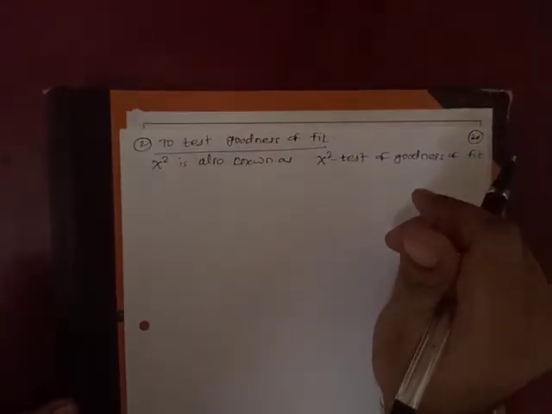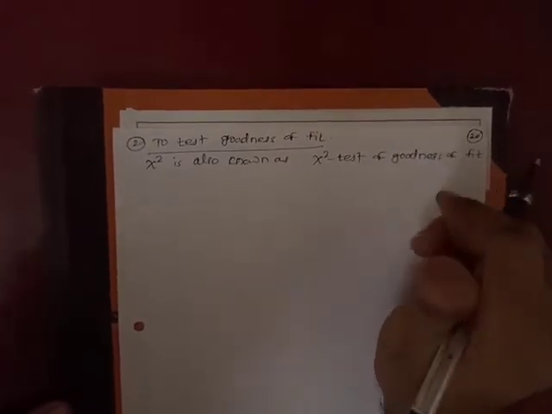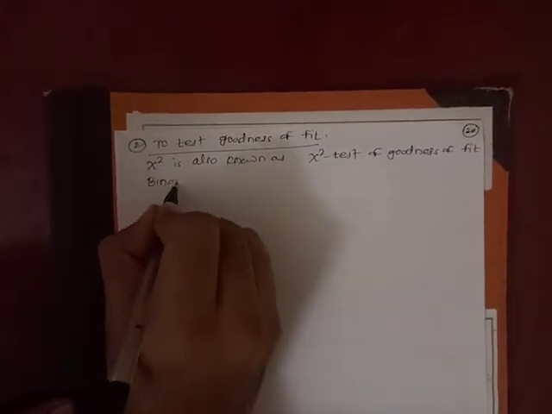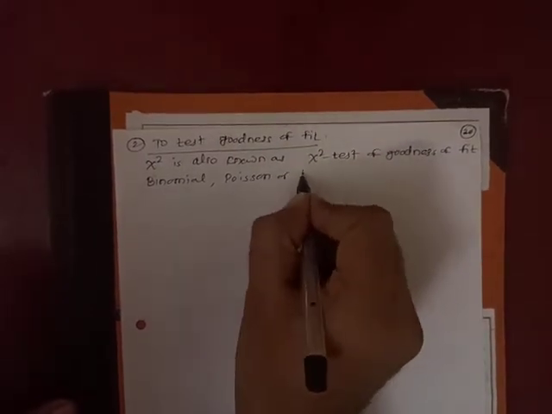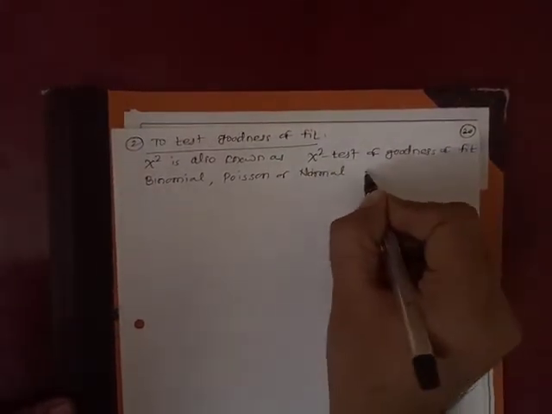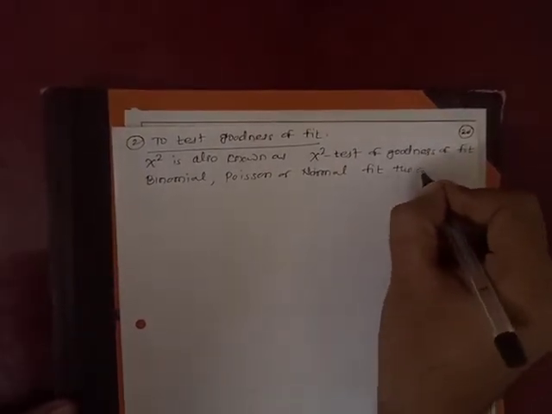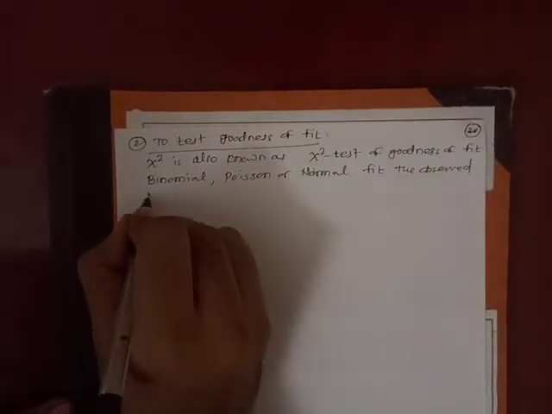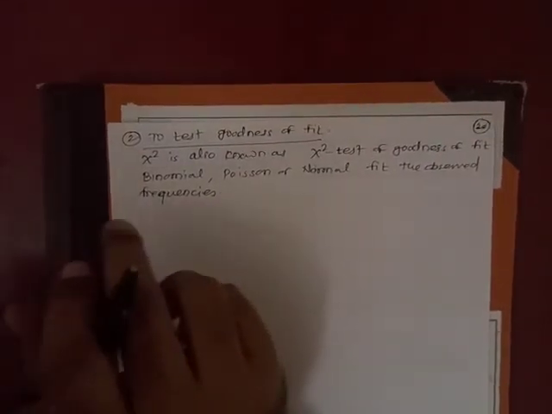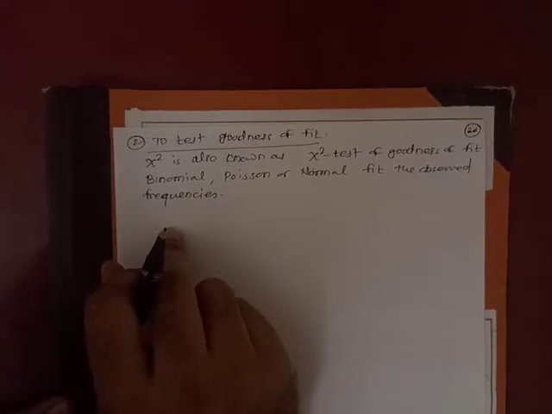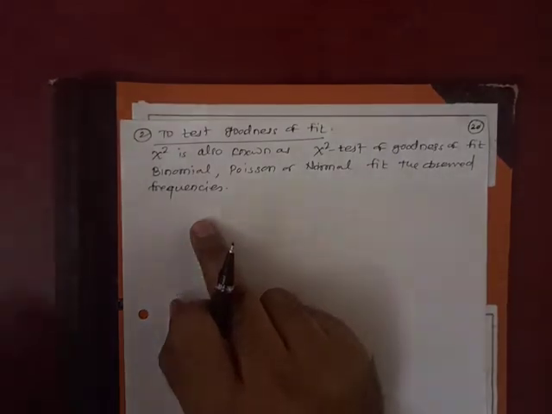Because it enables us to ascertain how well the theoretical distribution, such as binomial, Poisson or normal distribution, fit the observed frequencies, right? What I am saying is that it enables us to ascertain how well the theoretical distributions, binomial, Poisson and normal, fit the observed frequencies, right?